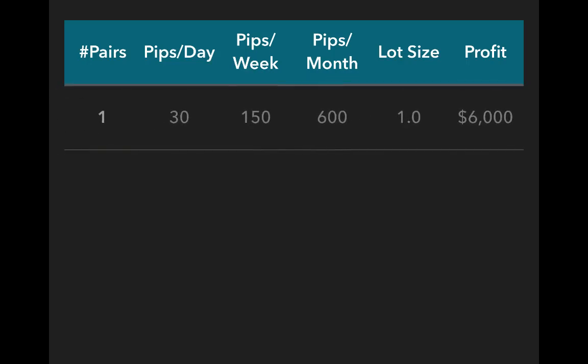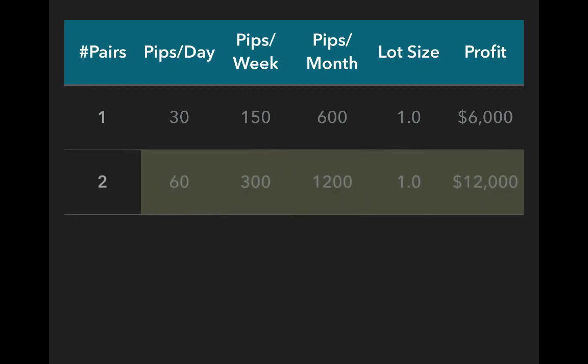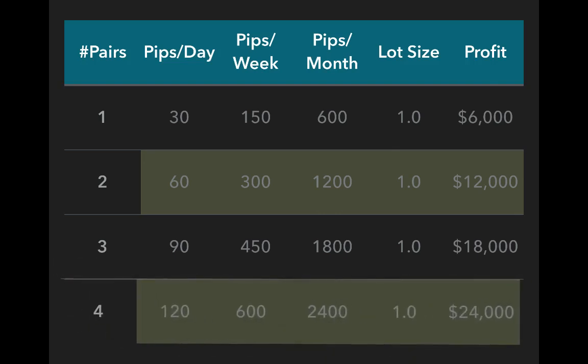Okay, now here's where it gets very interesting. Okay, if you can get it up to trading standard lots, okay, 1.0 lot sizes, just looking at 1 pair, 30 pips a day, okay, you're making $6,000 profit a month. 2 pairs, you're making $12,000. 3 pairs, you're making $18,000. Okay, and 4 pairs, you're making $24,000 a month. Now that's just ridiculous income, right? And that's what I said, the great thing about Forex is you don't have to do extra work. You don't have to work harder. You just have to work smarter and up your lot sizes, right?